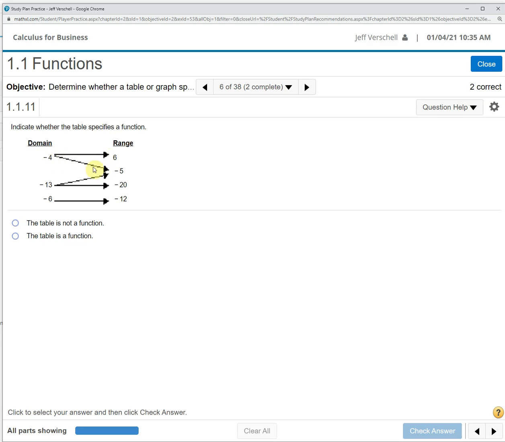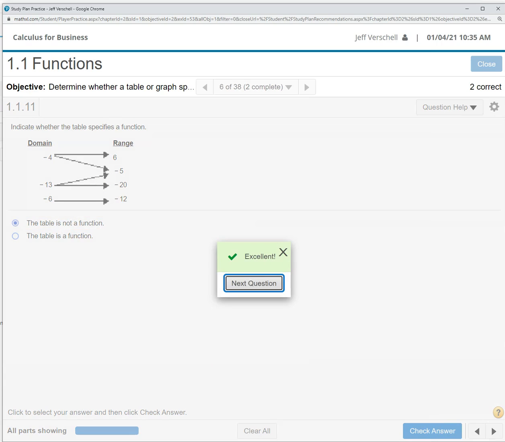Okay, if the computer program says you typed in the number -4, now the computer does not know which answer you want. Do you want the 6 or do you want the -5? So there's confusion, which means it is not a function.